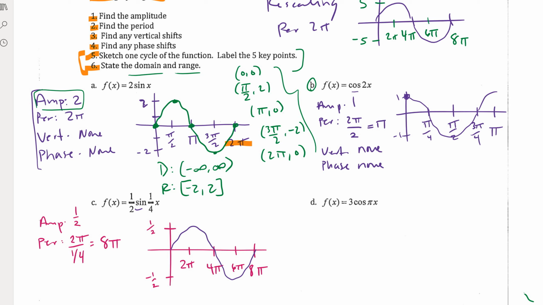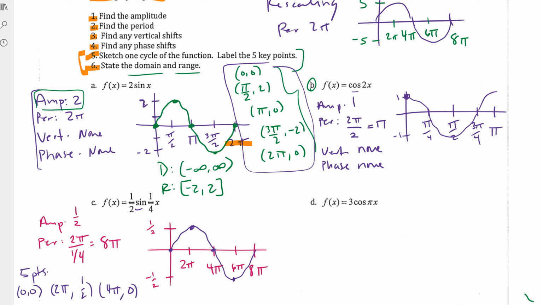Okay? Now, as far as the 5 points go, again, let's do that on another one just to practice with our 5 points. So our 5 points would be here at 0, 0. Here at 2 pi, 1/2. Here at 4 pi, 0. Here at 6 pi, -1/2. And then our last point is here at 8 pi, 0. Okay? I'm just going to point out to you.